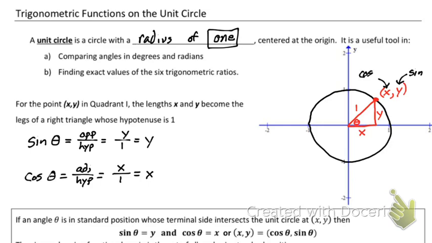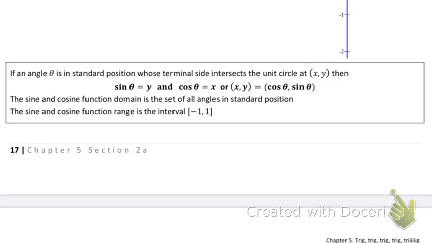All right. Right below it is just the information I said. Sine theta equals y, cosine theta equals x, or xy. Think of cosine, comma, sine. You have to keep those in order. Don't flip them. Sine comes second, cosine comes first.